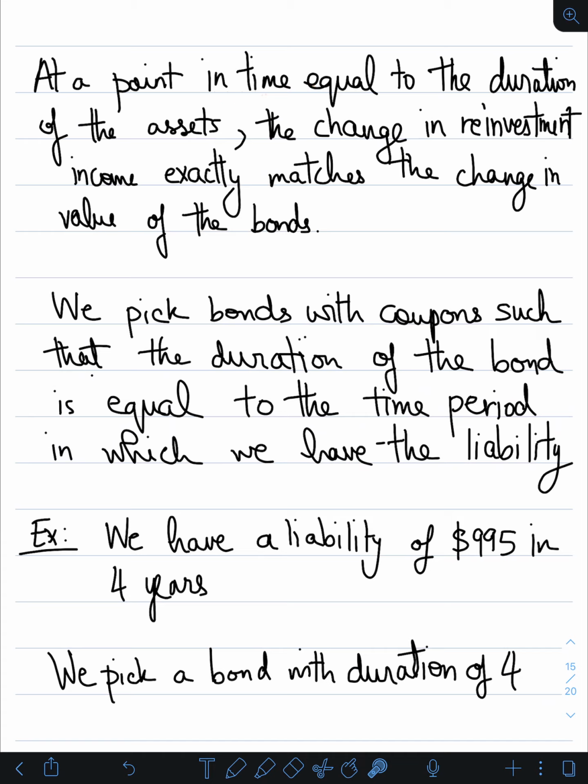So how does that work? We pick our assets and liabilities in such a way that, at the time equal to the duration of the assets, the change in reinvestment income exactly matches the change in the value of the bond.